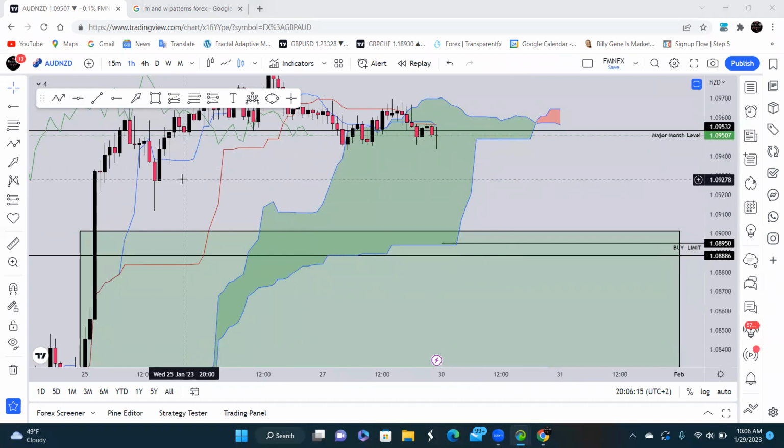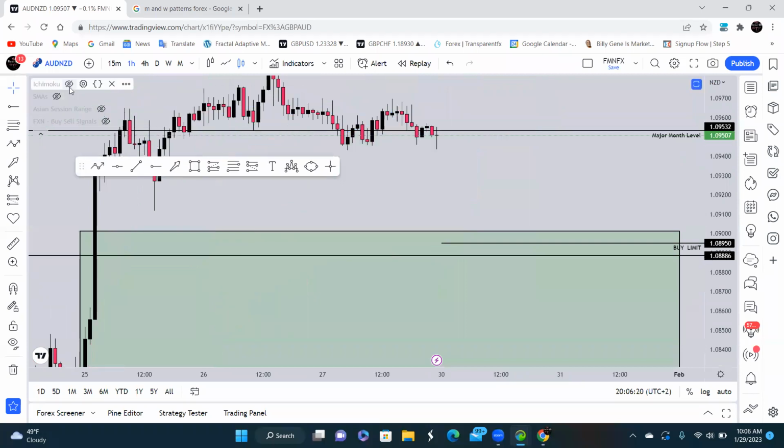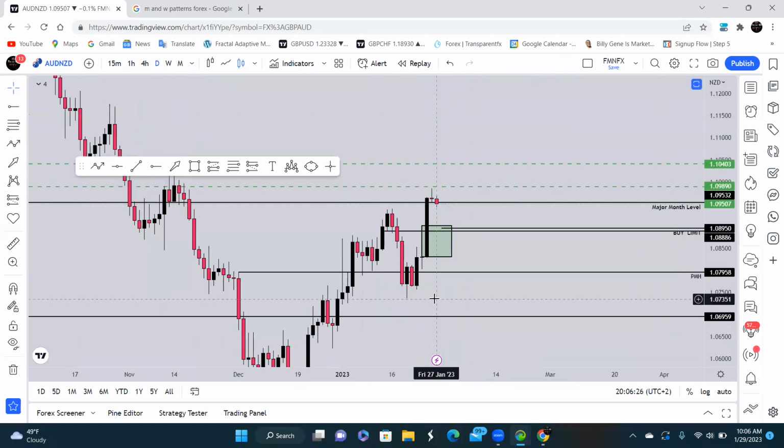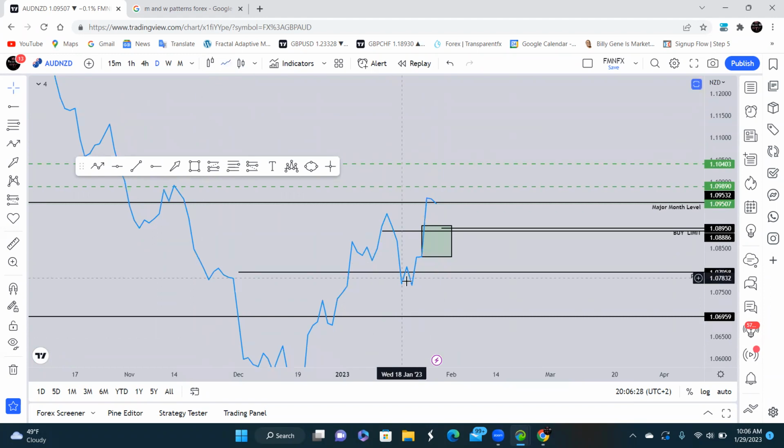So for AUD NZD, what are we going to do? Because we don't really need the Ichimoku with this one. We know by pure price action because we see what's going on. If you go to the daily, there's a nice, beautiful W on the daily time frame. Perfect.